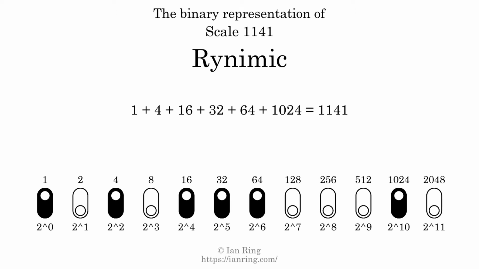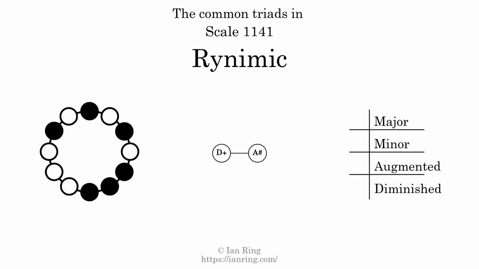1141. The scale number not only enumerates the scale with a unique index, but it also literally describes the tonal content of the scale. Represented as a binary number in base 2, the scale number is 010001110101. Here are the common triads present in this scale.